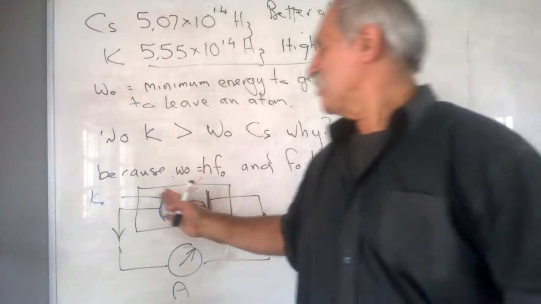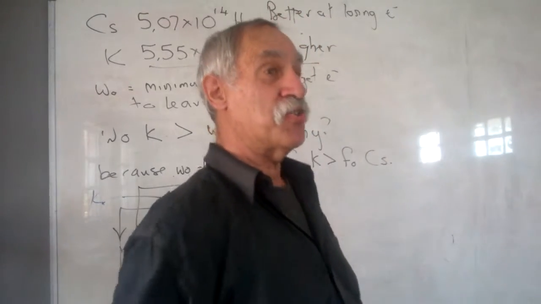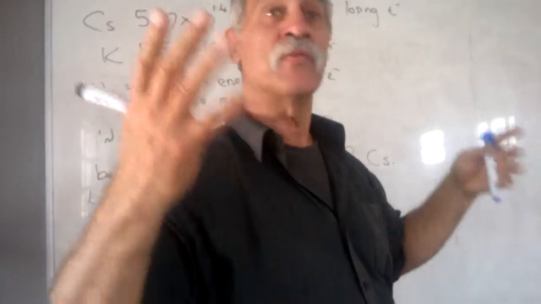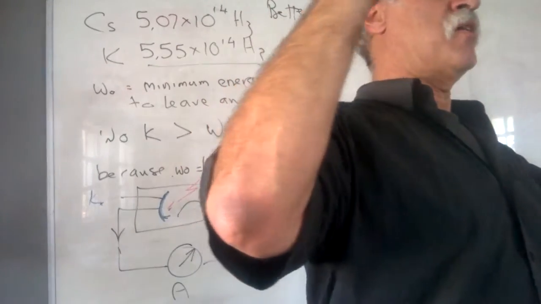Okay, so if we've got potassium or cesium, the one that's easiest to get off its atom is the one that's got a lower work function, a lower threshold frequency. It's much easier to make up.